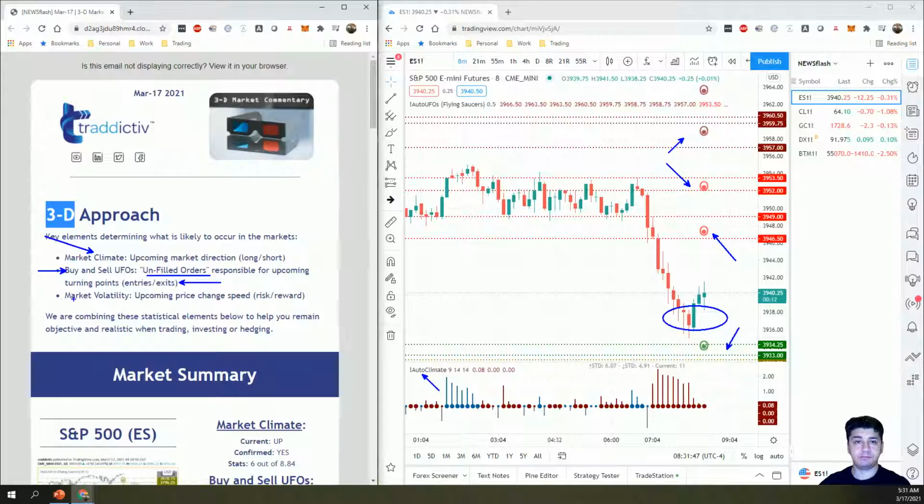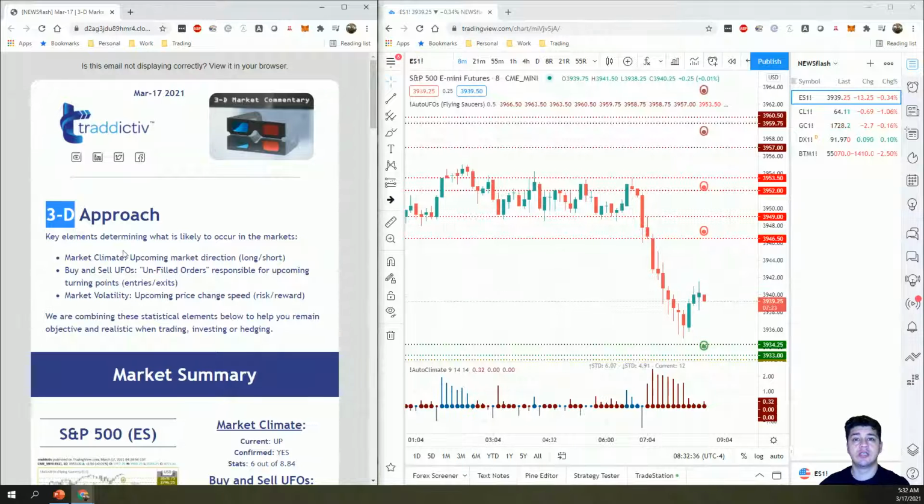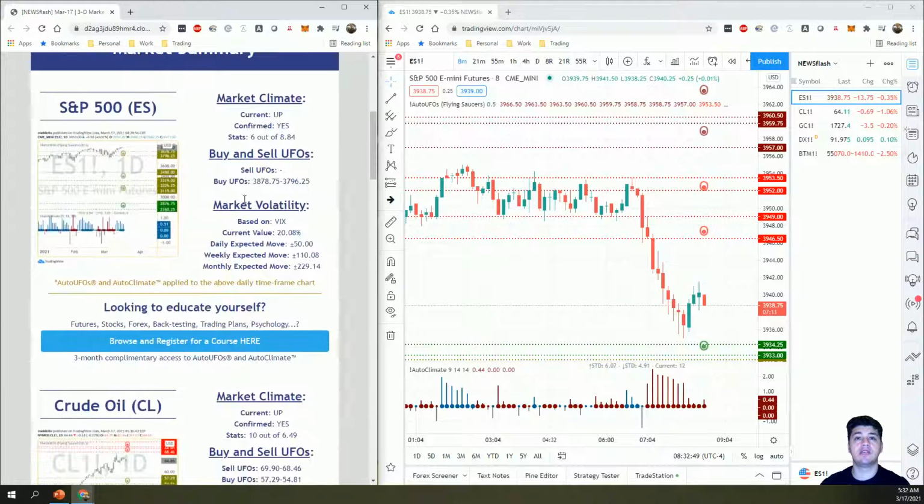And then, of course, we also look at the last one, which is market volatility, meaning what is the speed that we expect price to keep moving, right? Which will impact our risk and reward ratio. So we're looking at statistical things, things that are going to be helping us determine how to trade that in the current environment. All right. So the first one we have is the S&P 500, as we see.